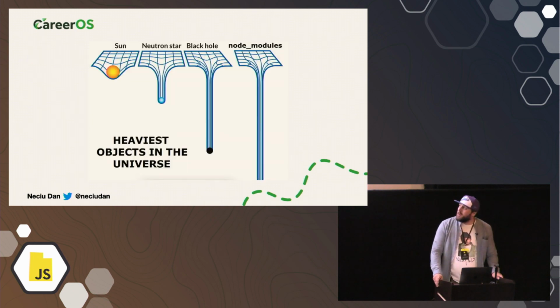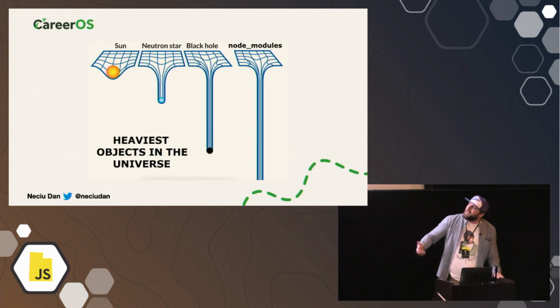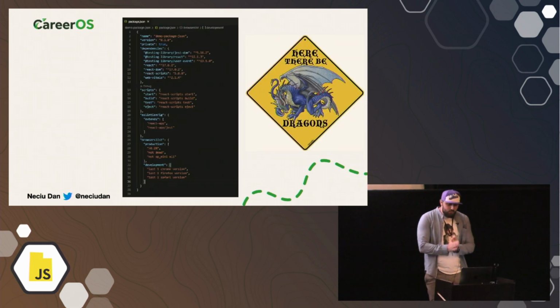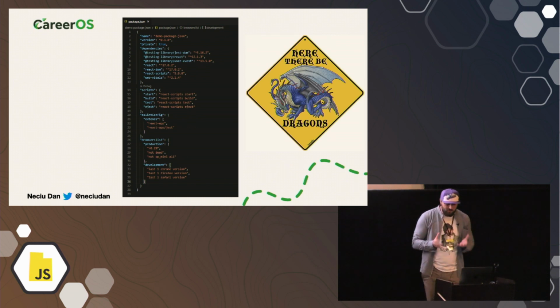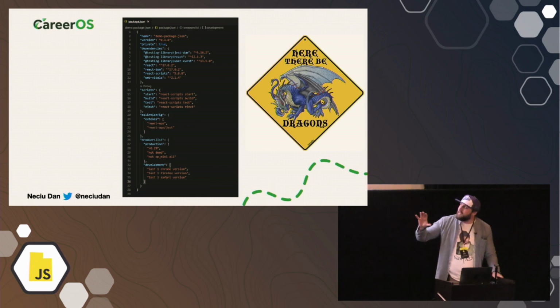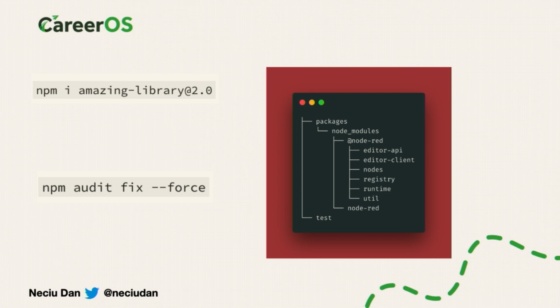I think this is a joke we have all seen in the JavaScript world: the heaviest objects in the universe are the sun, a neutron star, a black hole, and of course the node modules that we use in our projects. So unfortunately, the entry point for node modules, the package.json, is also the entry point for the most dangerous vulnerabilities out there. So it also might need a sign that says, hey, here be dragons, tread carefully. And why is that? You usually want to use a popular library or a library that is perfect for the features you are building. And with a simple npm install, you are opening yourself up to danger.